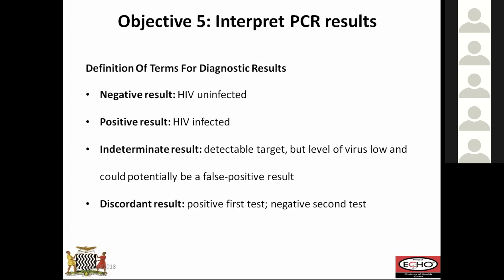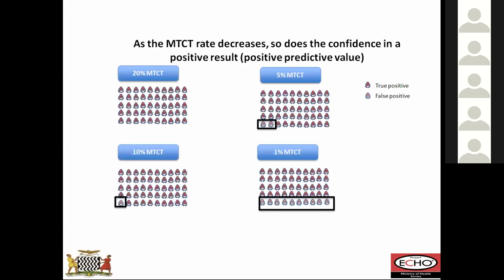Sometimes when you send your second sample for confirmation, if you had the first positive test, you may get a second negative test. So that's what we call a discordant result. In such a situation, you would need to collect a third sample and send back to the lab. If your third sample comes back negative, then that child is probably HIV negative. If it comes back positive, then you need to continue treating the baby as positive.